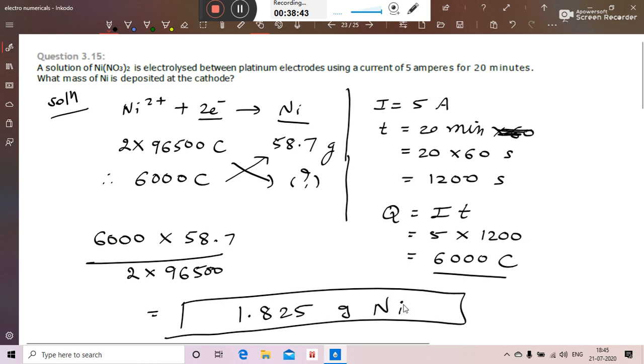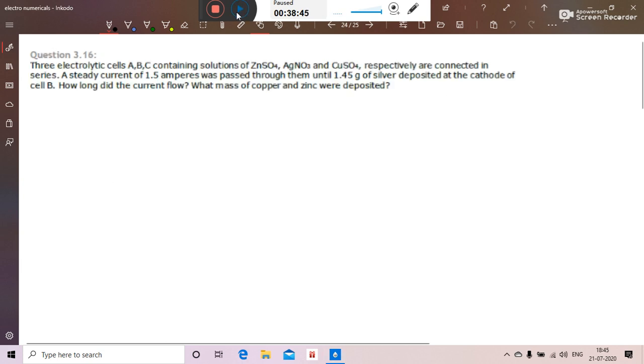at cathode. Now question number 16: 3 electrolytic cells A, B, C containing solution of zinc sulfate, silver nitrate and copper sulfate respectively are connected in series. A steady current of 1.5 ampere was passed through them until 1.45 gram of silver is deposited at the cathode of cell B. How long did current flow? Now here we have to find out time as well as what mass of copper and zinc were deposited.